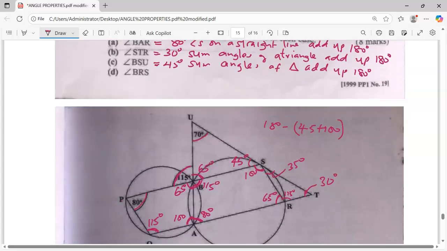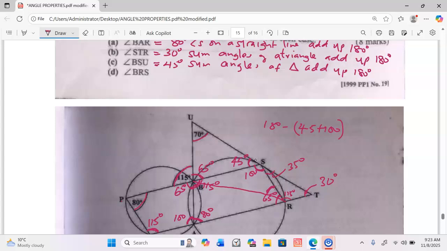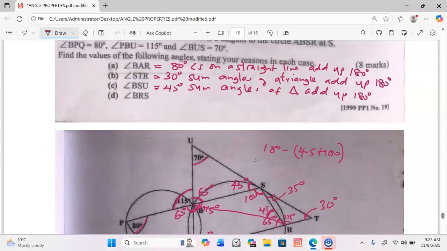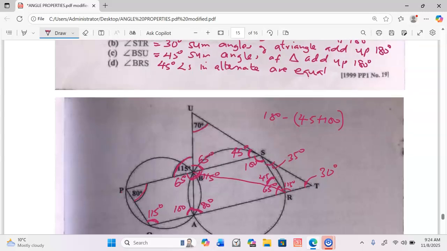Then we have BRS. For BRS, we are going to divide this angle into two by joining B and R, and then get the size of angle BRS, which is going to be the alternate angle of the angle at this point S. This one is going to be 45 degrees. So this is also going to be 45 degrees. So the answer we give is that angles in alternate segment are equal. That is the solution to this particular question.